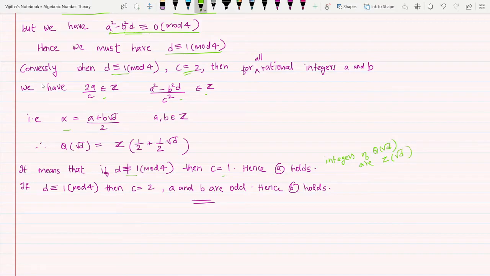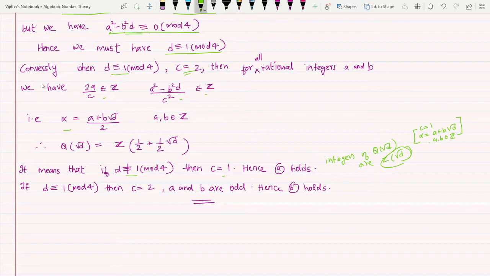Because we got that the general element, if c equal to 1, is alpha equal to a plus b root d, where a, b are elements of z. So it means that the ring of the algebraic integers is of this form. The set of all algebraic integers is Z of root d, because any element of Z of root d is written in the form a plus b root d, where a, b are elements of z.